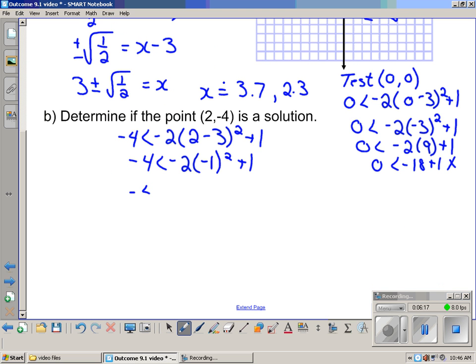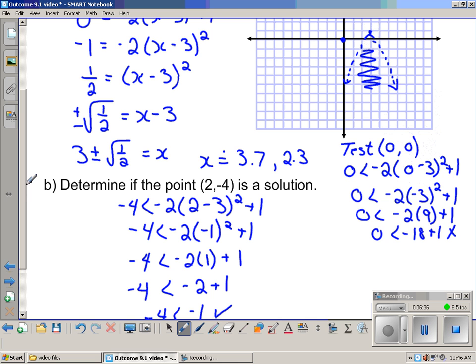So negative 4 is less than negative 2 times 1 plus 1, or negative 4 is less than negative 2 plus 1. So negative 4 is less than negative 1. This is true, and so the point 2, negative 4 is part of my solution. I'll use a different color: 2, negative 4 is part of my solution, and that agrees with what my graph says. So it's always a good check.